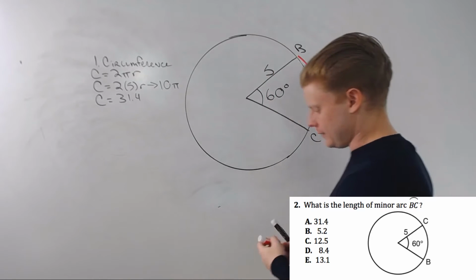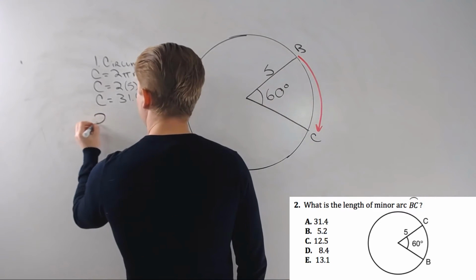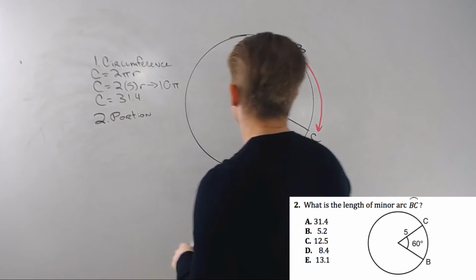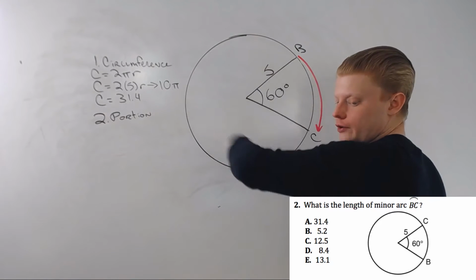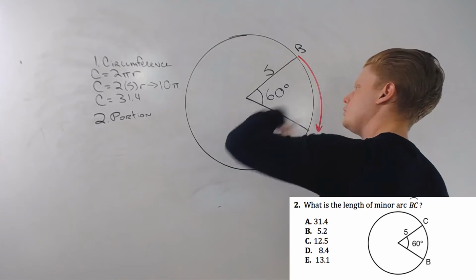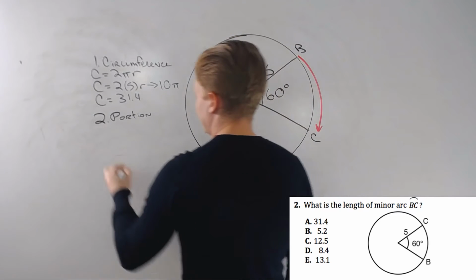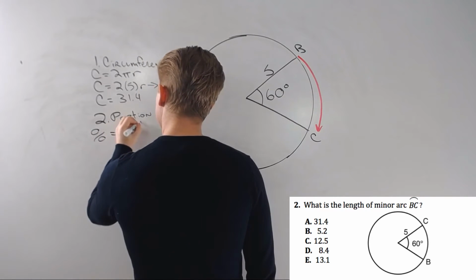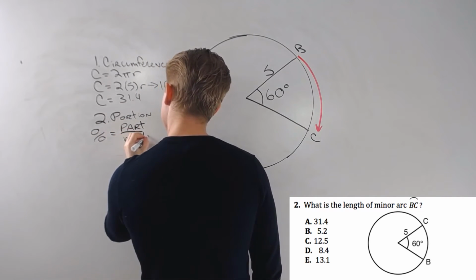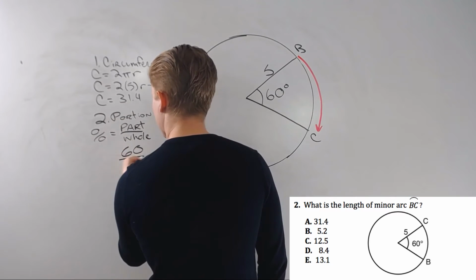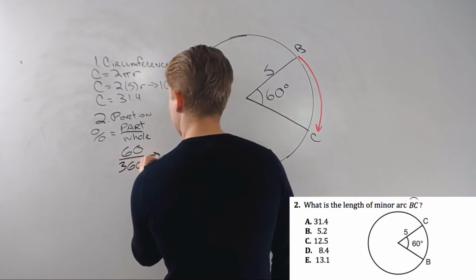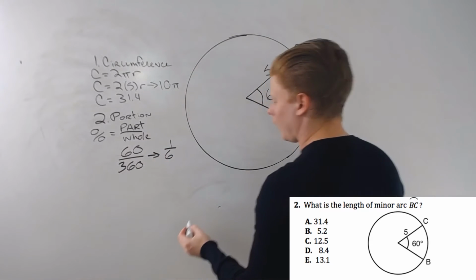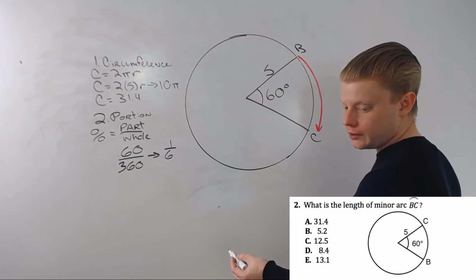So the second thing I need is what portion of the circle I'm talking about. Well, a whole circle is 360 degrees, right? Complete revolution. Percent or portion is equal to part over whole. So 60 over 360 is 1/6, right? So now all I got to do is multiply those two things together.